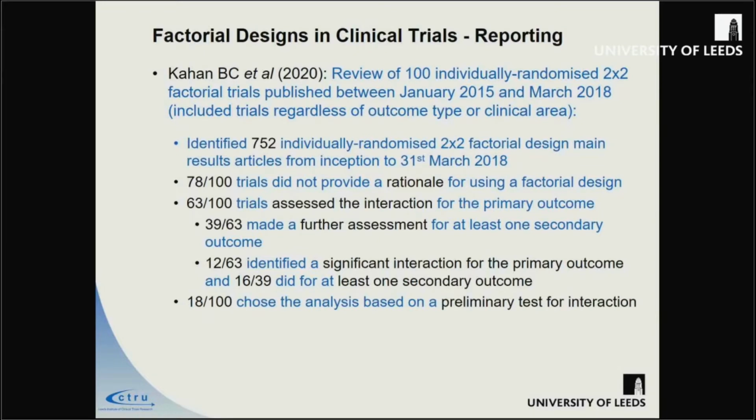Slightly concerningly, 18 out of the 100 decided to use a factorial analysis or a within the table analysis on the basis of a preliminary test for the interaction. So they're testing for the interaction, and we know that the power for doing that is really quite low for anything that's reasonably small, and then they're deciding their analysis on that. I think there is a consensus that that is not an approach that you should take. And for my benefit, it's quite nice to know that I'm not the only one who thinks that including the interaction term in your factorial analysis is a good idea.